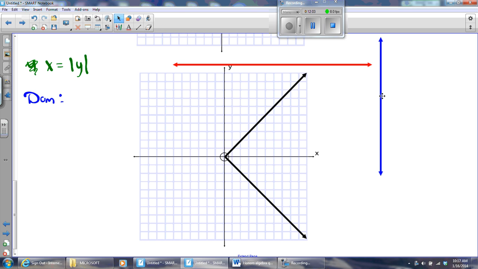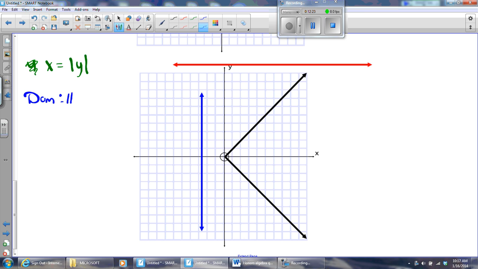Let's see, it looks like we're going to hit all the positives because out here it'll hit way up high, right? So it's going to hit all the positives. It's going to hit at 0, but it's not going to hit anything below 0. So the domain in this case will be all real numbers such that x is greater than or equal to 0.